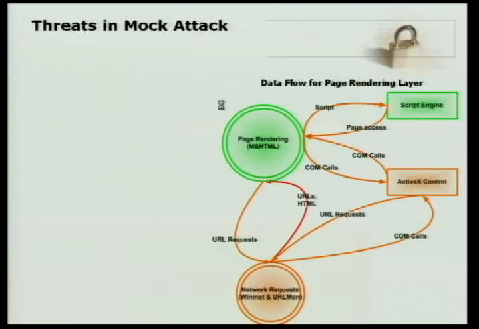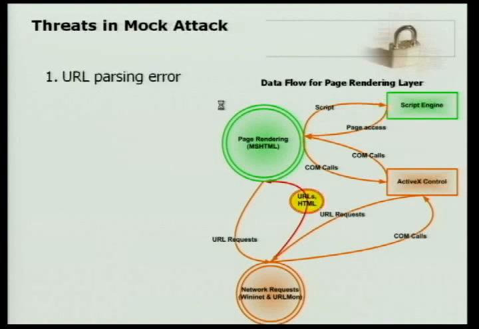So now, when I showed you that attack, we saw there were a couple of places that we had to be compromised. There were 3 places we had to be compromised. Now let's look at this data flow diagram. This is a drill down into the page rendering layer. Let's look at the avenues of attack that had to be compromised in order for that attack to be successful.